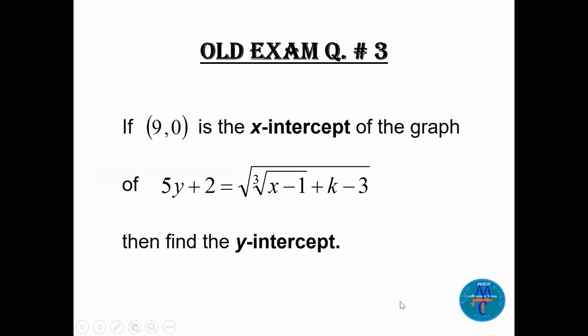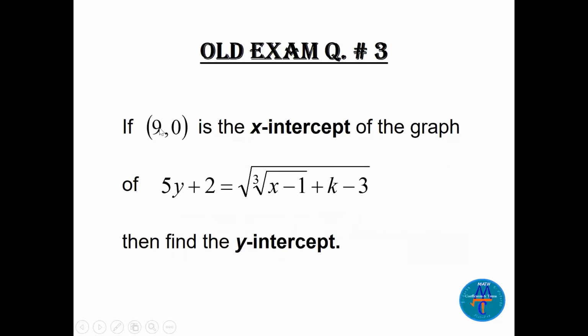That's question 2. Question number 3, very nice. I gave you the x-intercept and the equation. Give me the y-intercept. Now, remember in the equation, usually we have x and y, but we also have a k. That's the problem. You have to find the value of k. So what do you do?